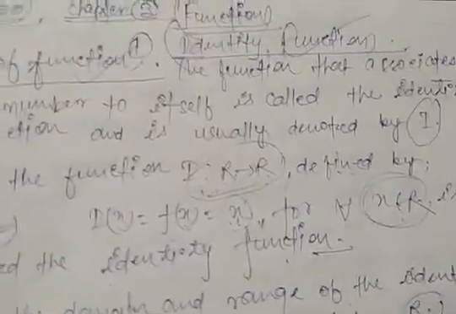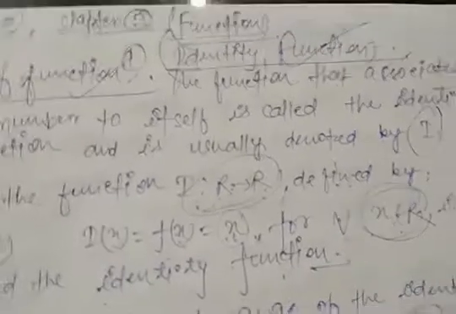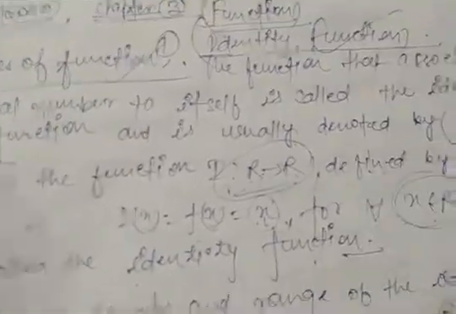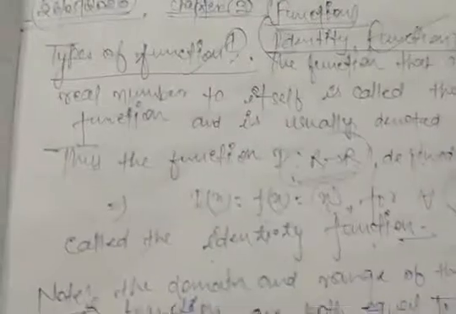Let's see once more. We discuss types of functions, and in order to discuss types of functions, first of all we take the identity function. What is the identity function? The function that associates each real number to itself is known as the identity function, and it is usually denoted by I.